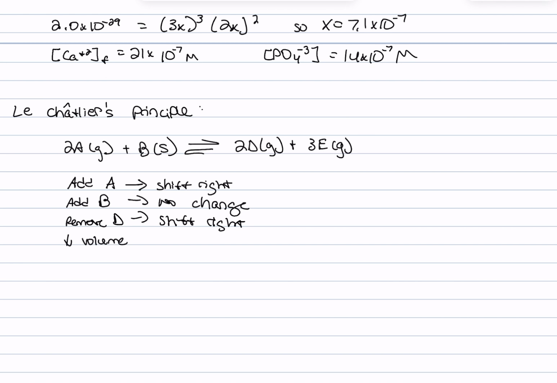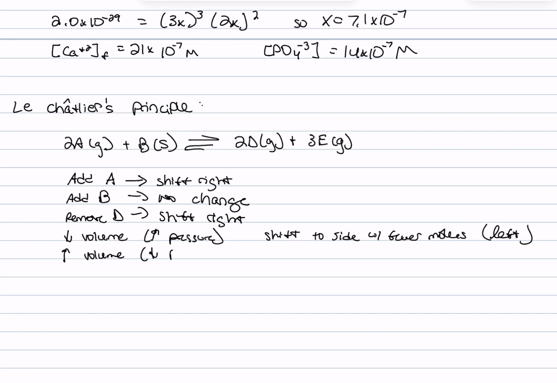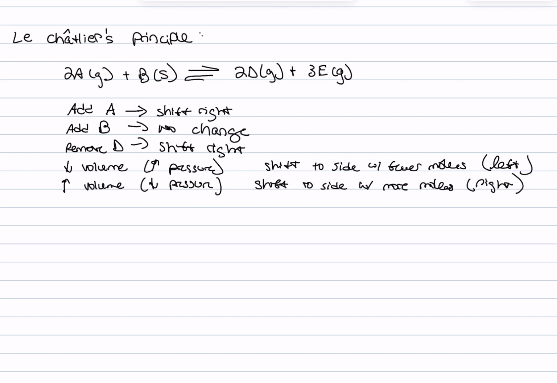And if we decrease the volume, that also means increasing the pressure. So that means the reaction will shift to the side with fewer moles. So in this case, that's to the left. And so if the same number of gaseous moles are on both sides, the pressure won't affect equilibrium. And similarly, if we increase the volume or decrease the pressure, the reaction will shift to the side with more moles, so in this case, that's the right.